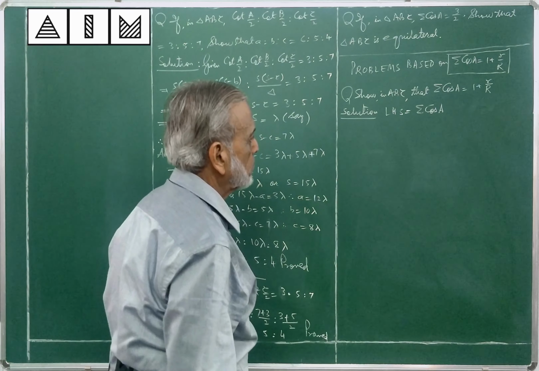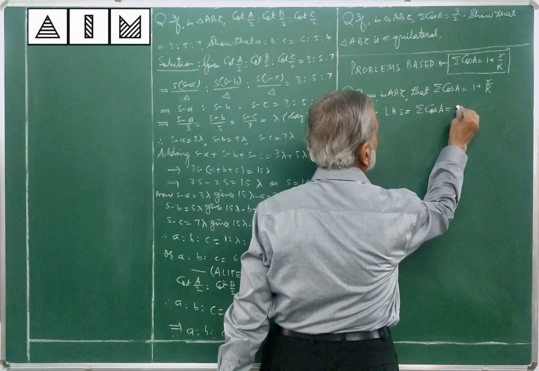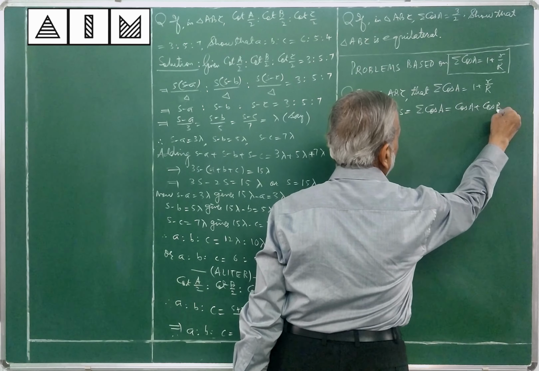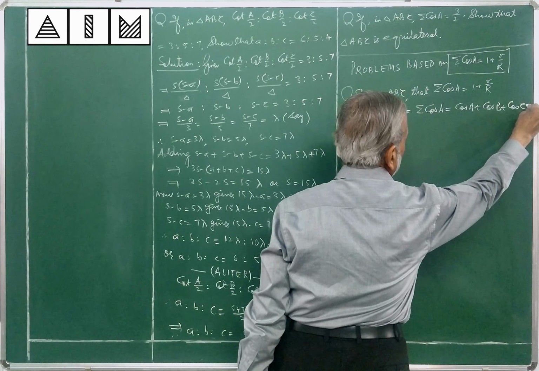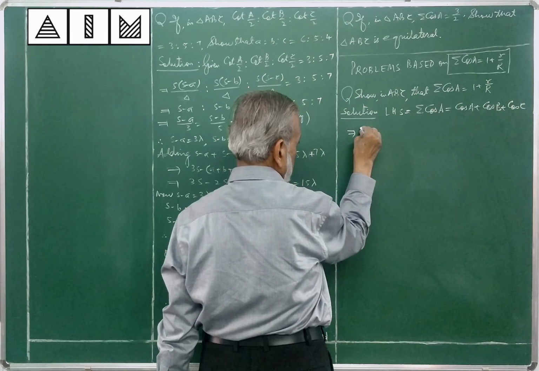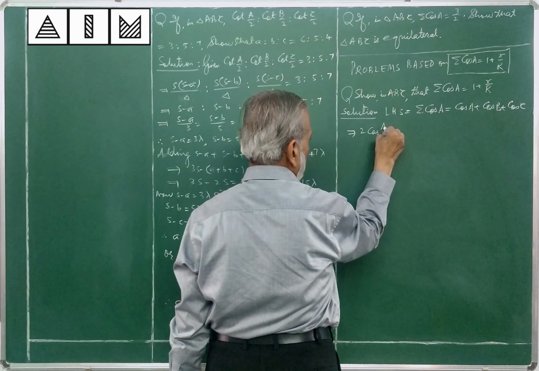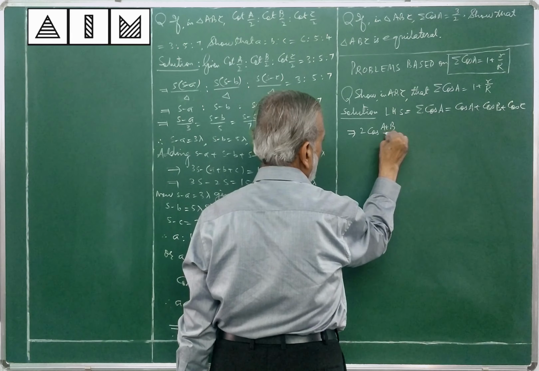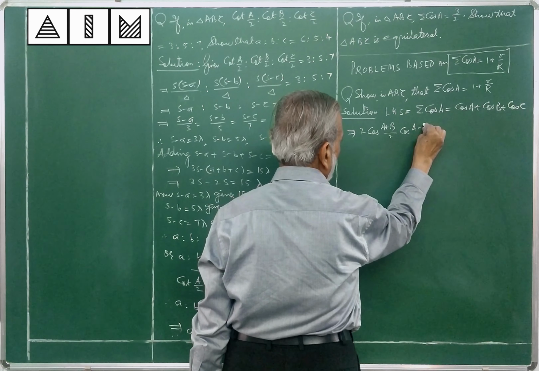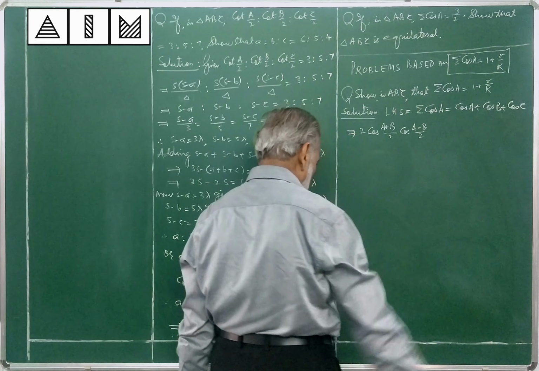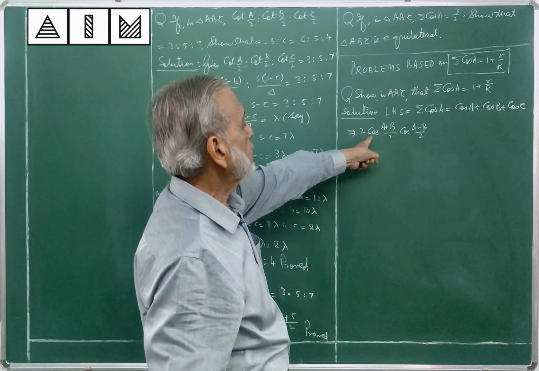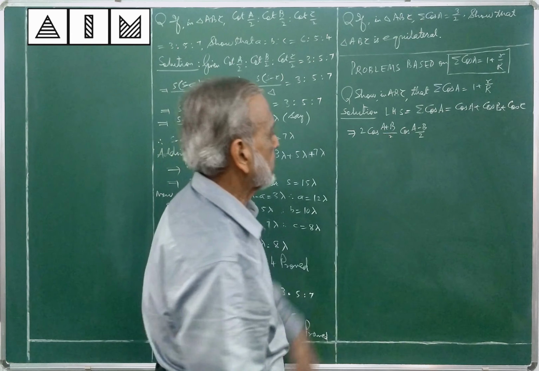Sigma cos A. Expanding: cos A plus cos B plus cos C. Cos A plus cos B by transformations is 2 cos (A plus B) by 2 cos (A minus B) by 2. The formula in transformations, sum of two cosines: cos A plus cos B is 2 cos (A plus B) by 2 cos (A minus B) by 2.